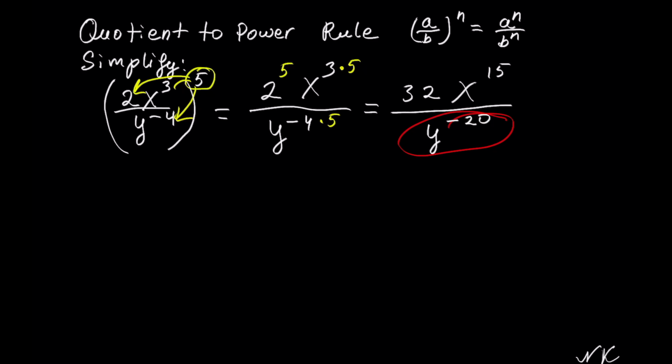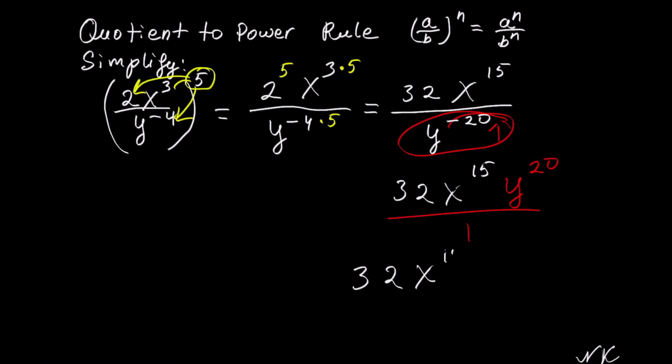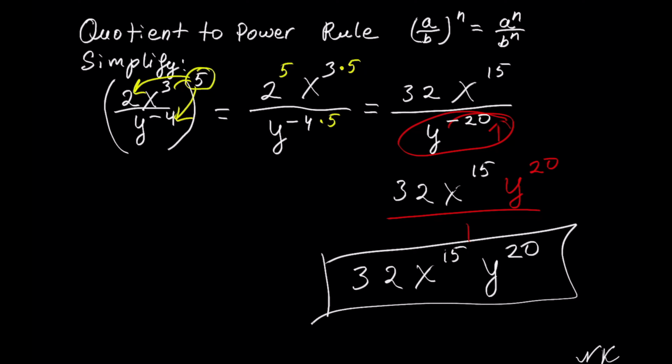This negative exponent will become positive if we move it into the numerator. So we get 32 x to the 15 y to the positive 20, and there is only one left in denominator. So 32x to the 15 y to the 20 is our solution.